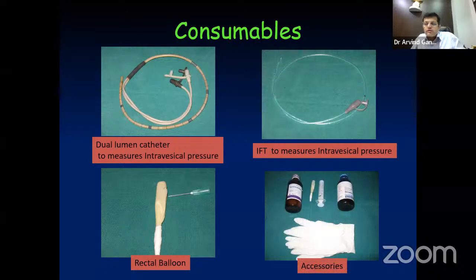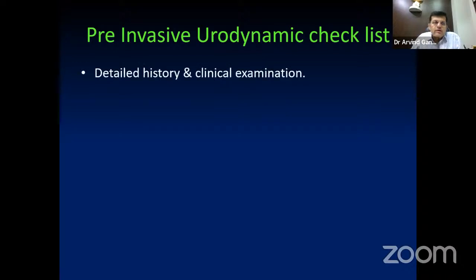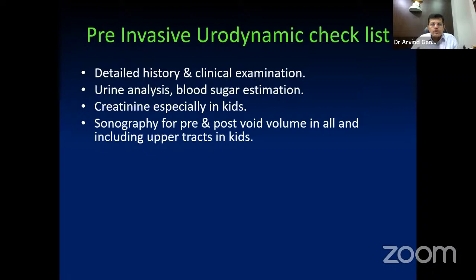Of course, you will require a few other things which are used for completion of the procedure. What is the checklist before an invasive urodynamic test? Of course, we already saw the detailed history and clinical examination that one needs to do. We need to have a proper urine analysis and blood sugar estimation. Especially make sure that you have done a creatinine estimation in all the kids undergoing urodynamics. As I told you, we want an idea about the bladder capacity because the bladder capacity will decide the fill rate, how much you are going to fill the bladder.